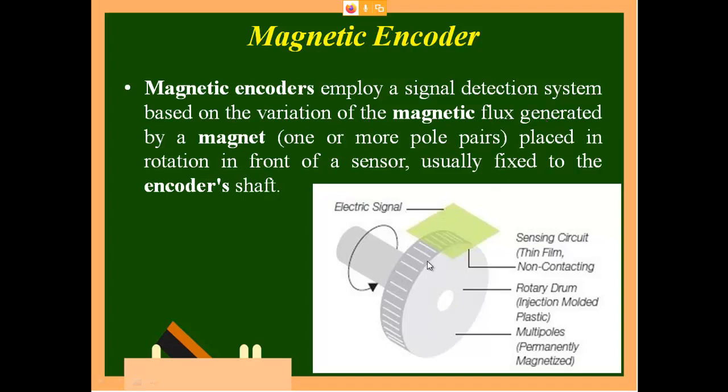If this part moves, let us assume it has moved 10 degrees, one magnet will move away and another magnet will come into the picture. So there will be a change in flux. If there is a change in flux, then we can conclude that some rotation is taking place. That is what is done here, by magnets placed in rotation in front of the sensor, usually fixed to an encoder shaft. I repeat again, this is a drum, and in this drum you are connecting magnets.